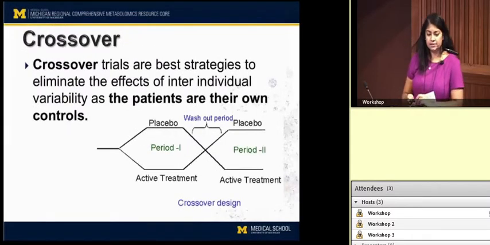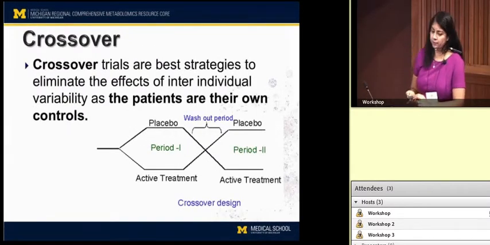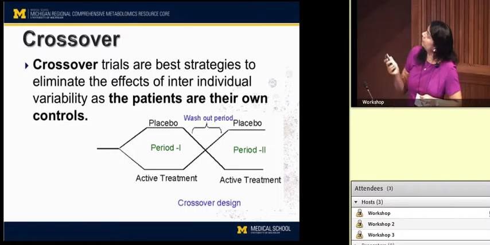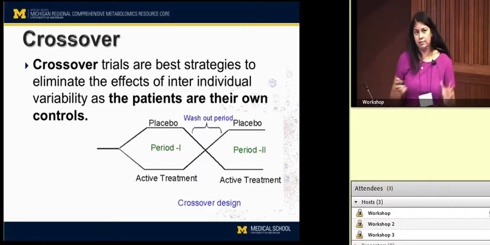Crossover studies are the best strategy because you eliminate the problem of inter-individual variations between the subjects, because these subjects go through both the placebo arm and the active treatment arm. Therefore, the same controls can be controls for the treatment arm as well. Therefore, you are eliminating the inter-individual variations.